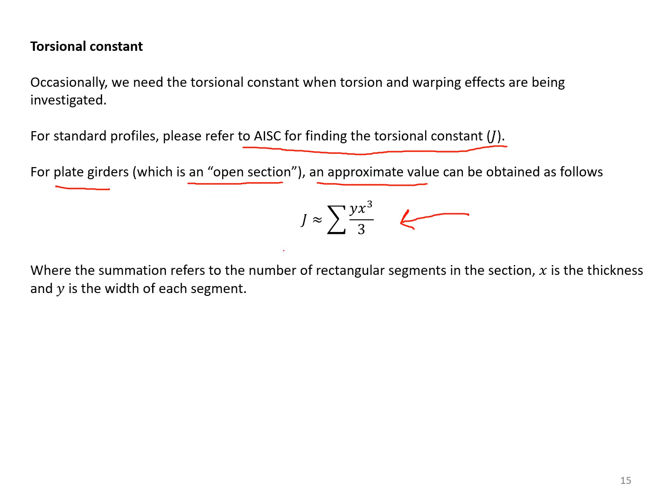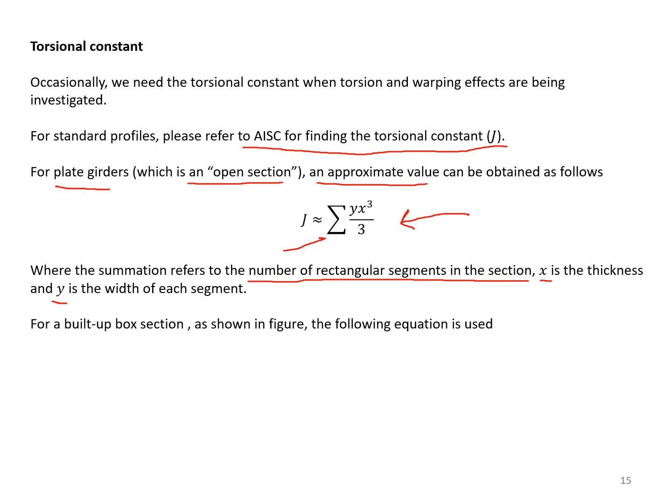This summation in here refers to the number of rectangular segments in the section, and X is the thickness of each segment and Y is the width of the segment. So you divide the entire section into rectangular ones, and each one has a very small thickness. However, it might have a very wide width. The width is equal to Y. The thickness, you can take it as X.